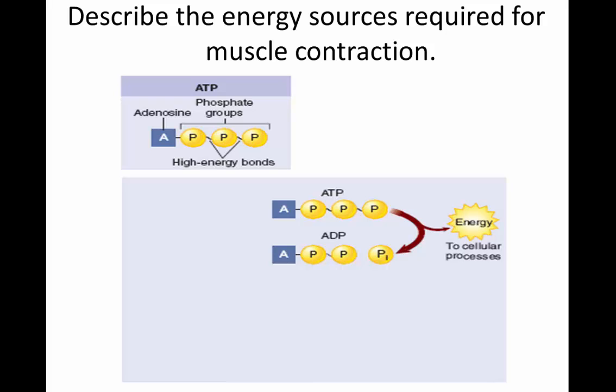In order to make ATP, we take ADP, adenosine diphosphate, 2 phosphates, plus an additional phosphate, and we undergo nutrient catabolism. In other words, we undergo glycolysis and the Krebs cycle, and we take the energy that's released from the breakdown of nutrients, and we add that high energy bond to the ADP, forming ATP.